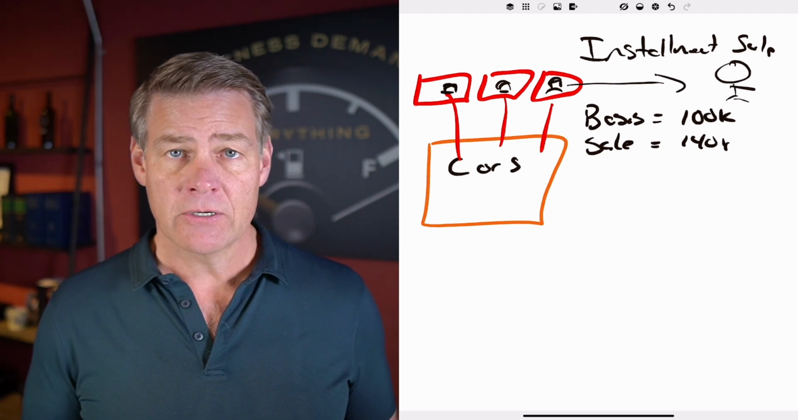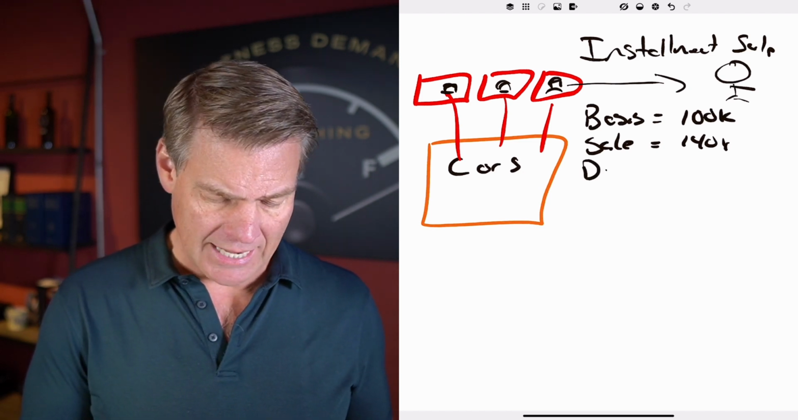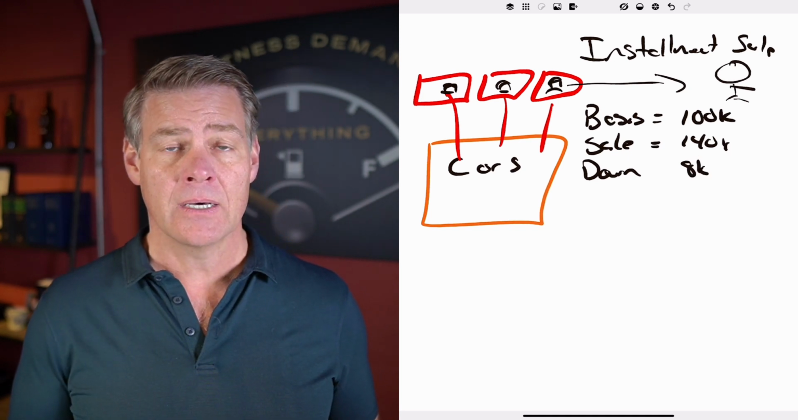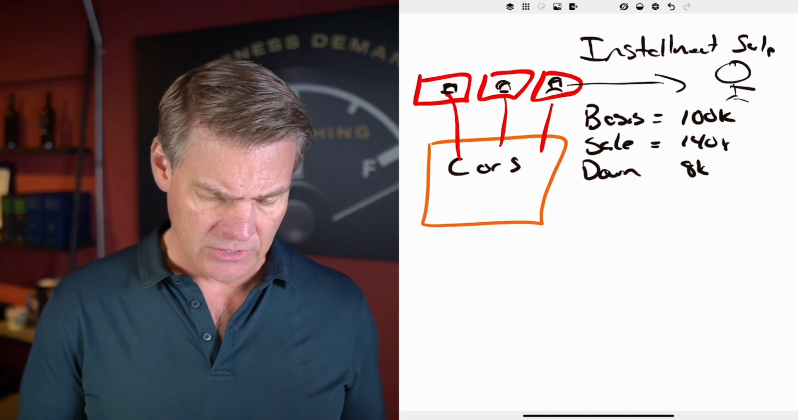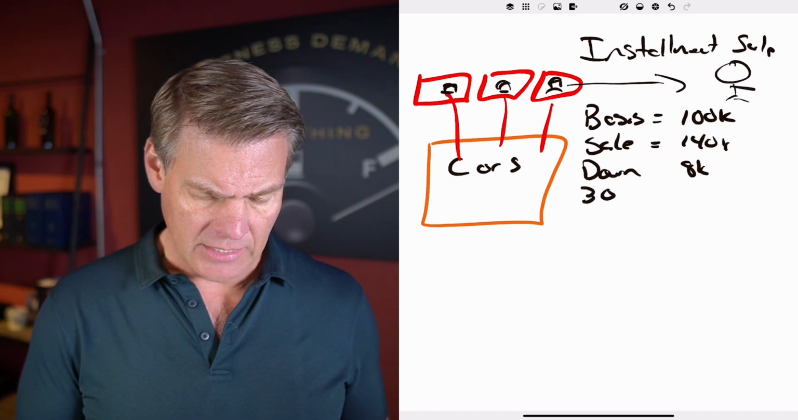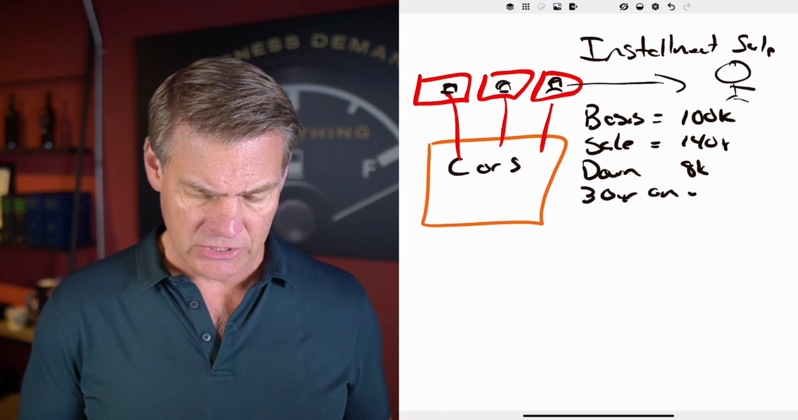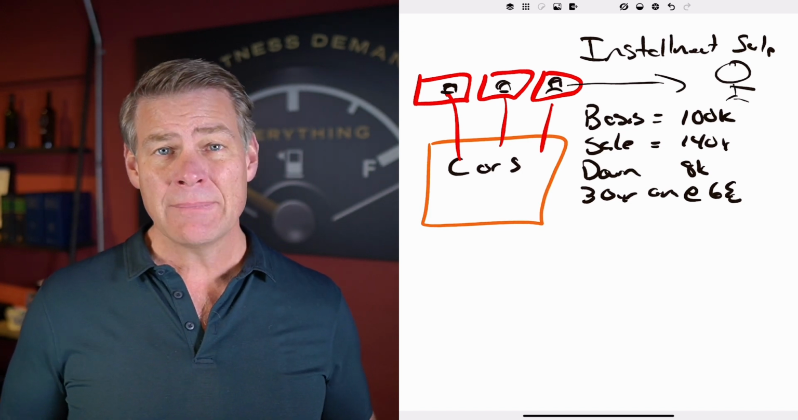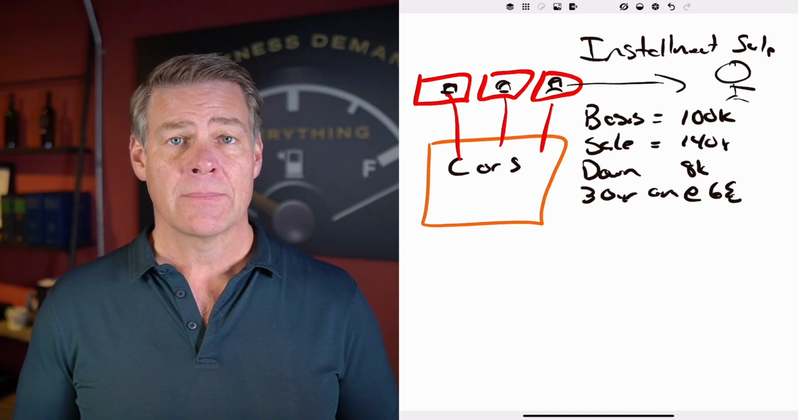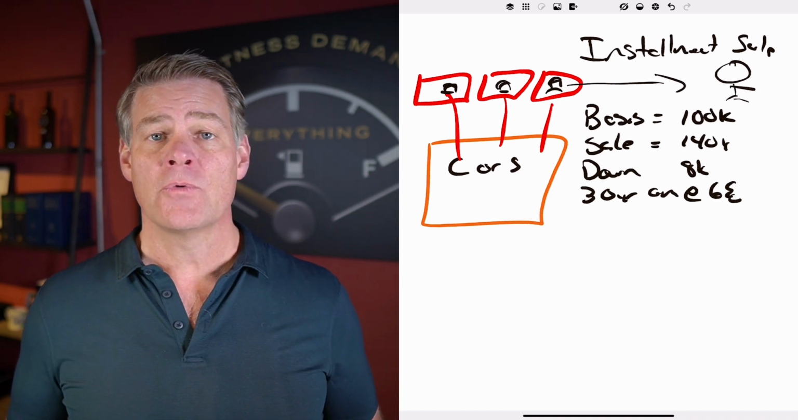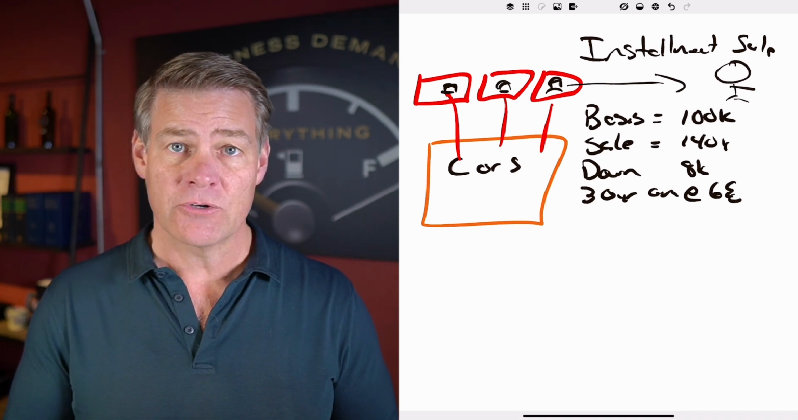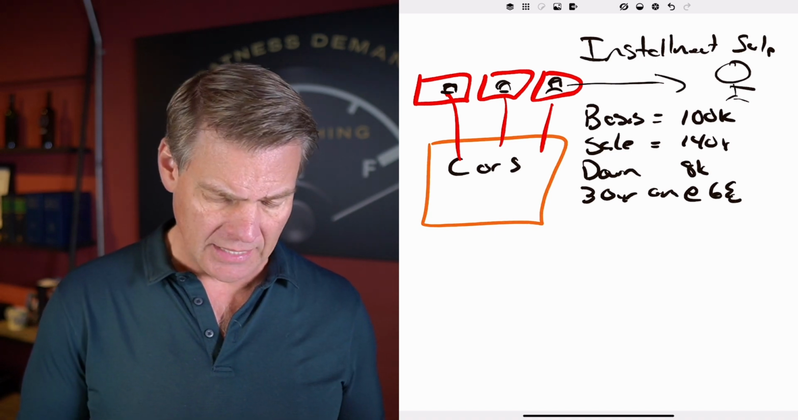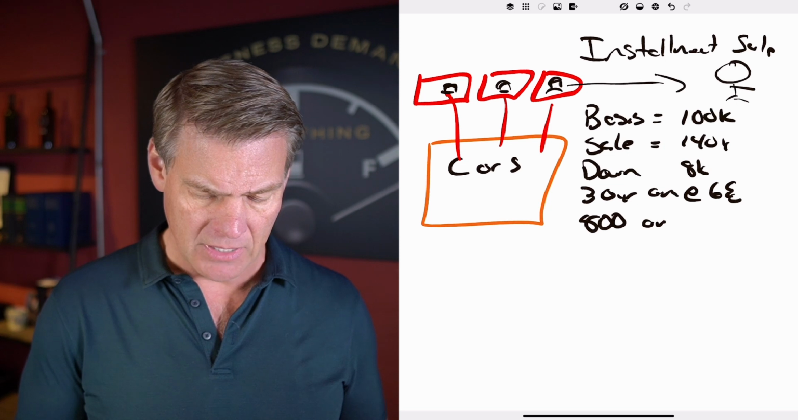So maybe with this investor, I tell them, here's what I'm going to do for you. I'm going to sell it to you for $140,000. I want a down payment of $8K. The terms of the loan are going to be a 30-year amortization at 6% interest. That means your payments are going to be lower because I'm amortizing the loan over 30 years, which drives the payments down. Your payments will be $800 a month.